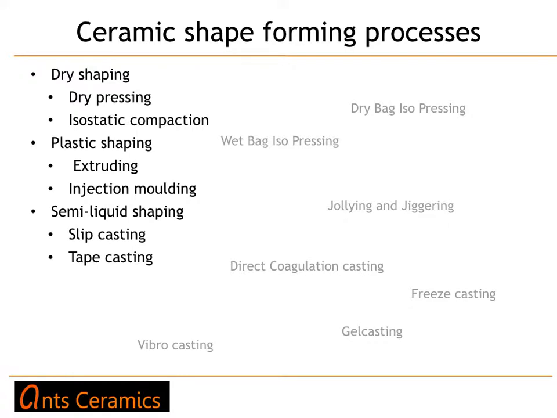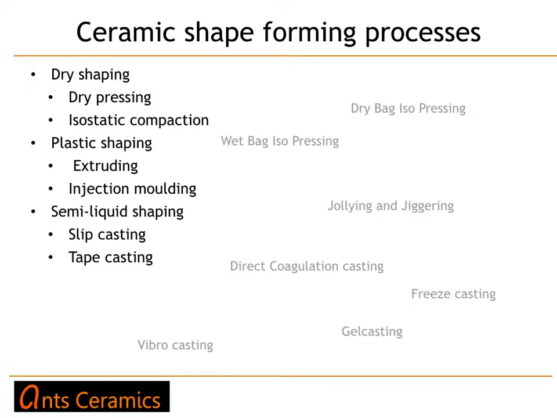The ceramic shape forming processes are different kinds of processes followed in industries. The initial processes are dry shaping, plastic shaping, and semi-liquid shaping. In dry shaping, there are two kinds of pressing processes adopted. One is dry pressing, which can be uniaxial or biaxial. There is also isostatic compaction, in which the process can be dry bag isopressing or wet bag isopressing.